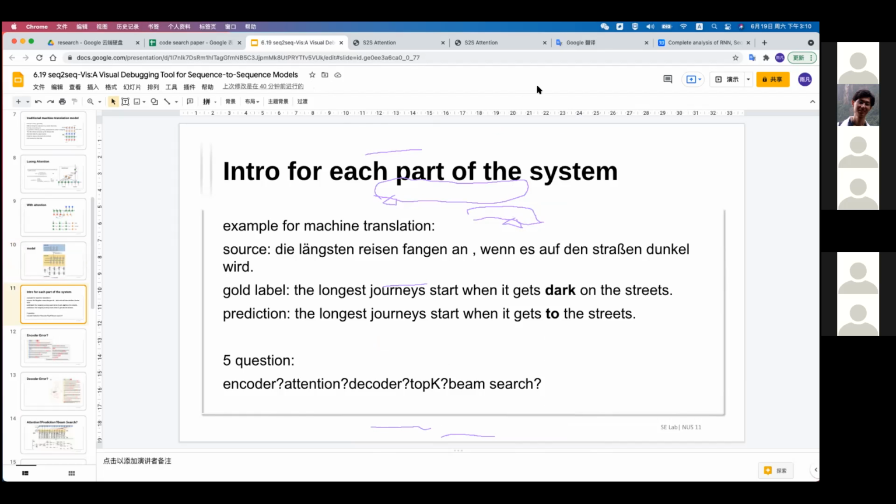Here is an example. This is a model from German to English. The source is here, and the gold label is here: the longest journey starts when it gets dark on the street. The model prediction will be here, and there is clearly something wrong with the prediction, so there are 5 questions about the model. Is the encoder okay or not? Attention, decoder, top K, or beam search. And here is the model. Let me show.